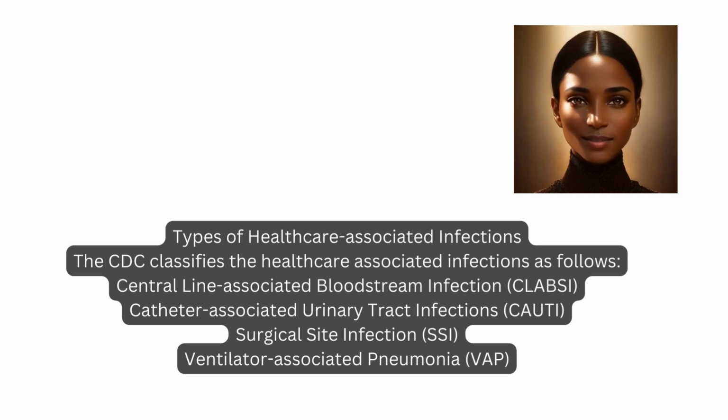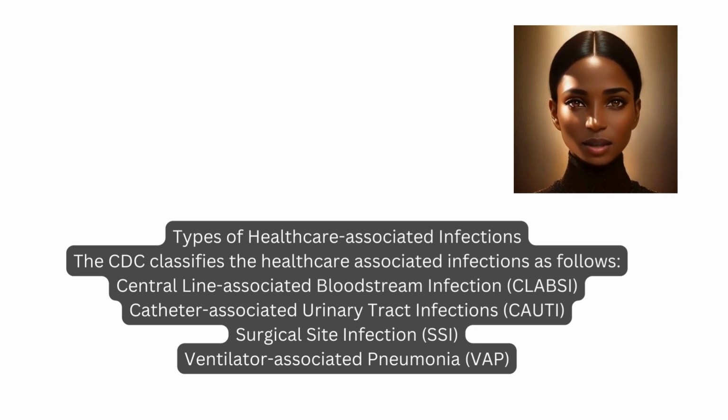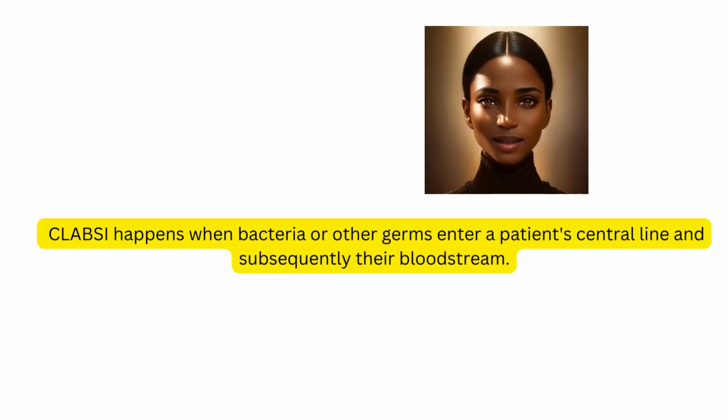Types of healthcare-associated infections. The CDC classifies the healthcare-associated infections as follows: central line-associated bloodstream infection, CLABSI, catheter-associated urinary tract infections, CAUTI, surgical site infection, SSI, ventilator-associated pneumonia, VAP. Let us talk about central line bloodstream infection, CLABSI.